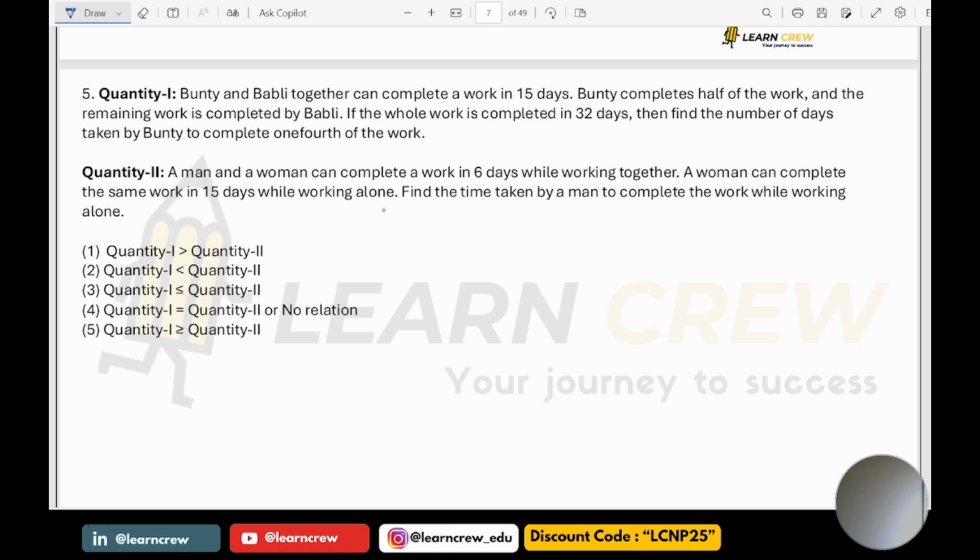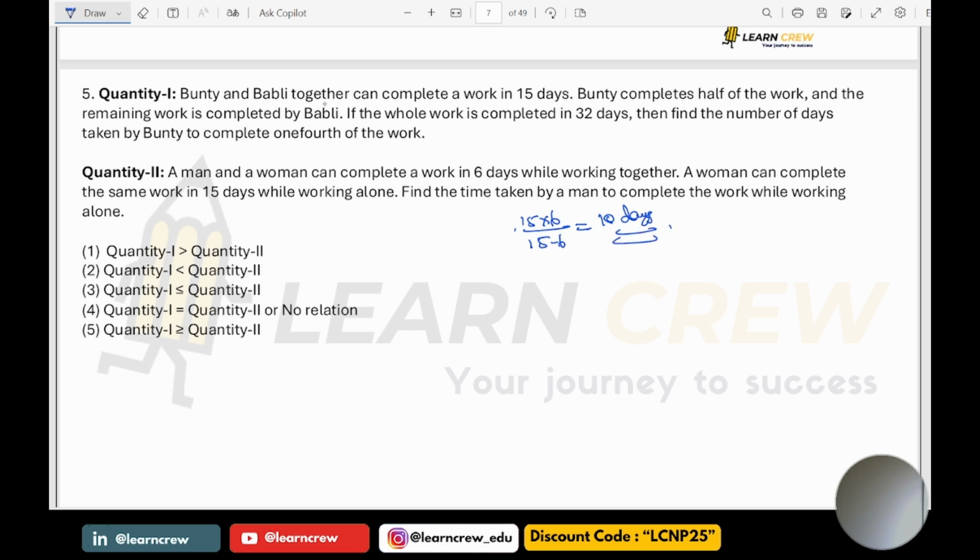A man and a woman can complete a work in 6 days while working together. A woman can complete the same work in 15 days while working alone. So find the time taken by a man to complete the work individually. It is nothing but xy by x minus y, 15 into 6 is 90, by 15 minus 6, 90 by 9 is 10 days. So quantity 2 is 10 days.